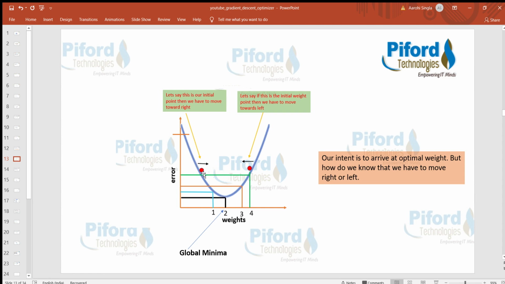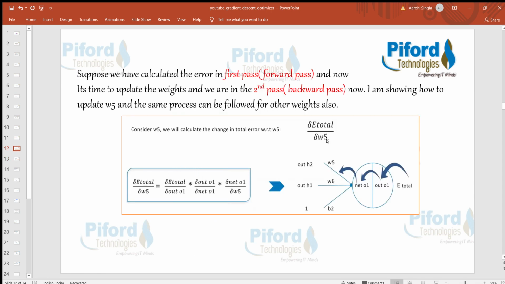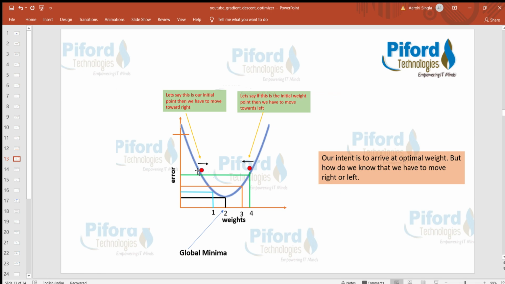Suppose the initial value of W5, which I've just shown you, is somewhere over here. If the initial value is over here, then we know that the optimal point is over here, so we have to move towards the right, then only will we reach this optimal point. And let's assume if the initial value of W5 is somewhere over here, then we need to move towards the left side, then only will we reach the minimal point, this optimal point.